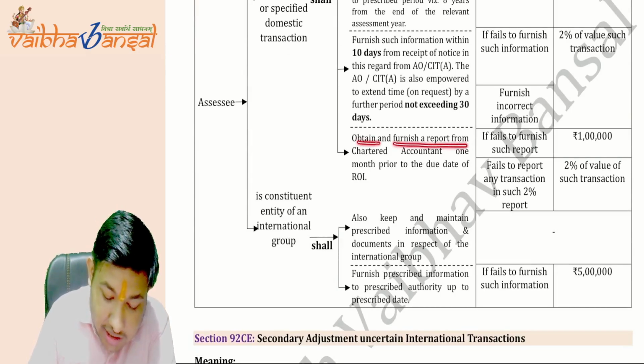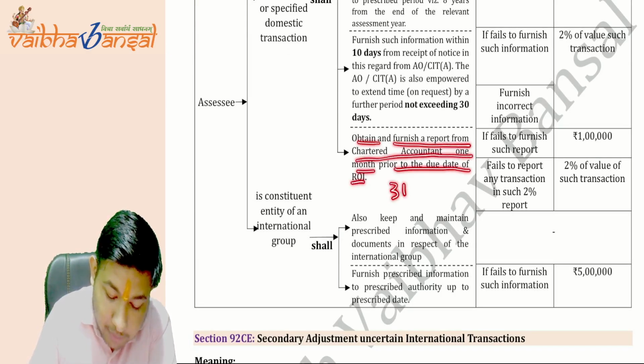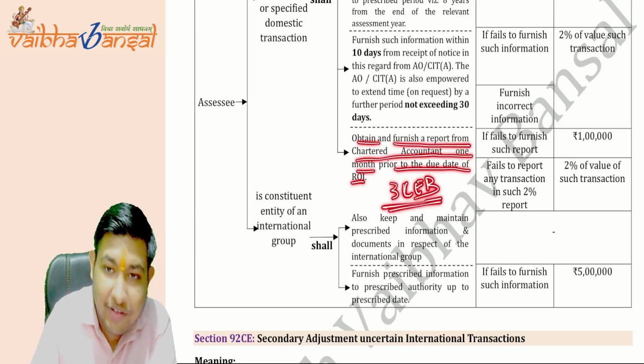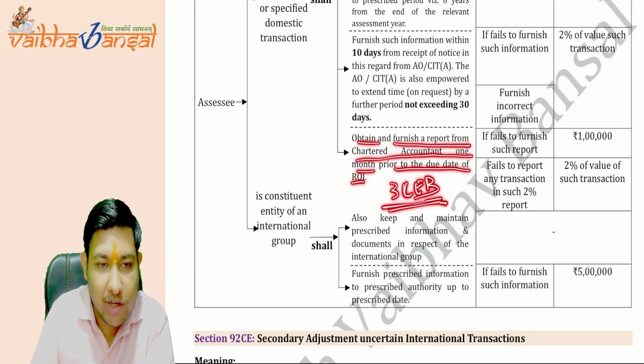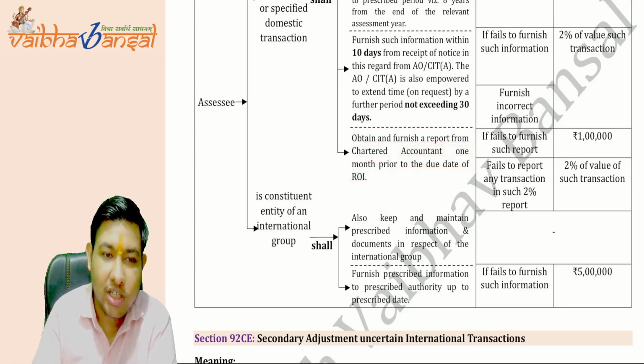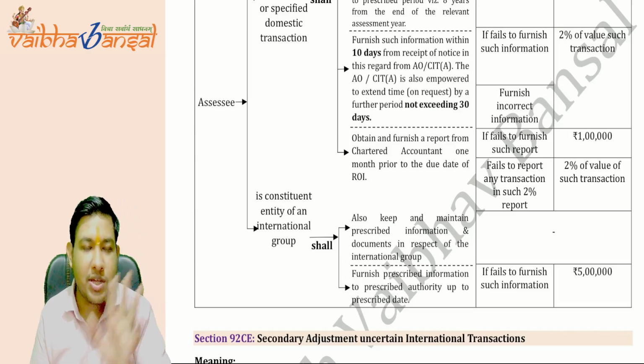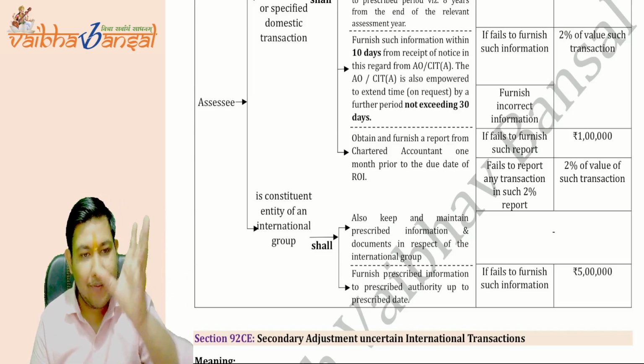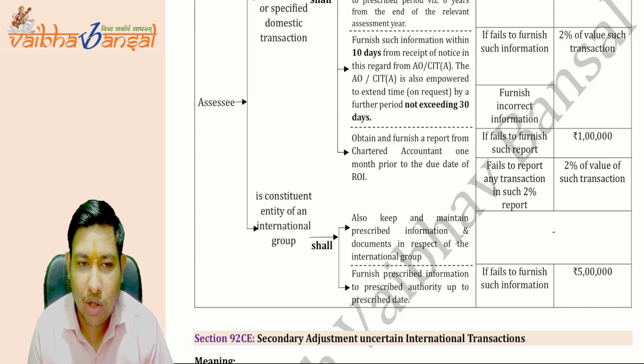You have to obtain and furnish a report from a chartered accountant 1 month prior to the due date of ROI, that I said is Form 3CEB, where you have to report every transaction, the most appropriate method, what is the price, what is the price as calculated by you, and what is the price shown in the books of accounts. Everything is going to be shown.